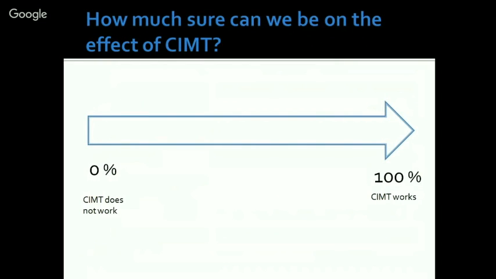Now, whenever we are going to take an intervention and try to apply it, we need to be sure that the intervention will work. And that can be looked upon in this probability line arrow, which you see over here. If the probability is 100%, it means that constraint-induced movement therapy definitely works, and it will produce a benefit for all the people for whom we are applying it. On the other hand, if the probability is 0%, then it means that CIMT does not work. It means that if you provide CIMT to patients, it will not improve.